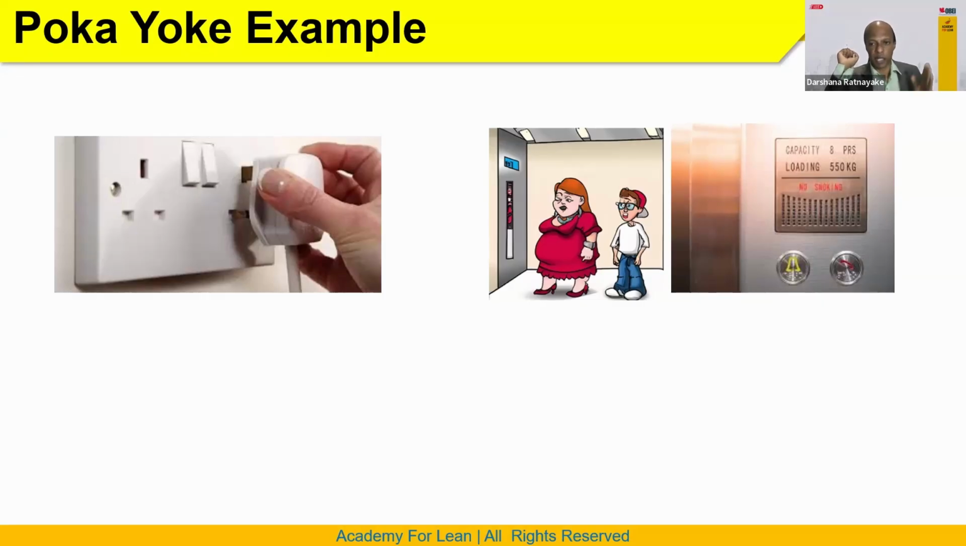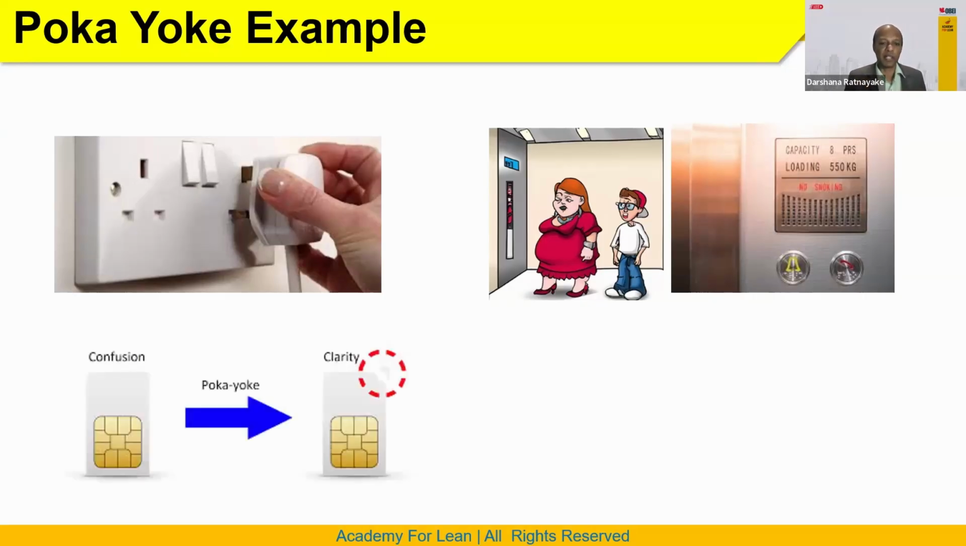Otherwise, what happens if the error-proof is removed? It can be damaged. It does not work. That is error-proofing. The simplest and most famous example is the SIM card, when we insert it, right?